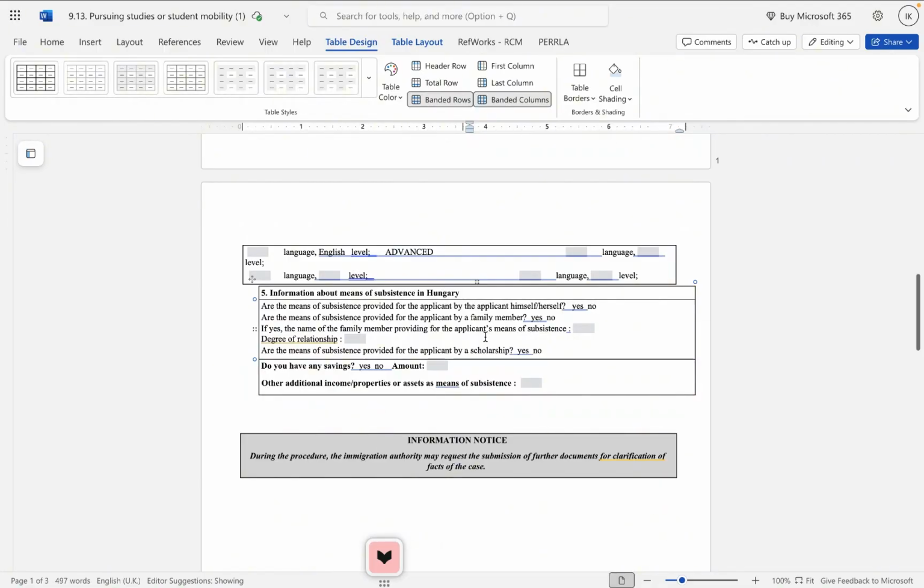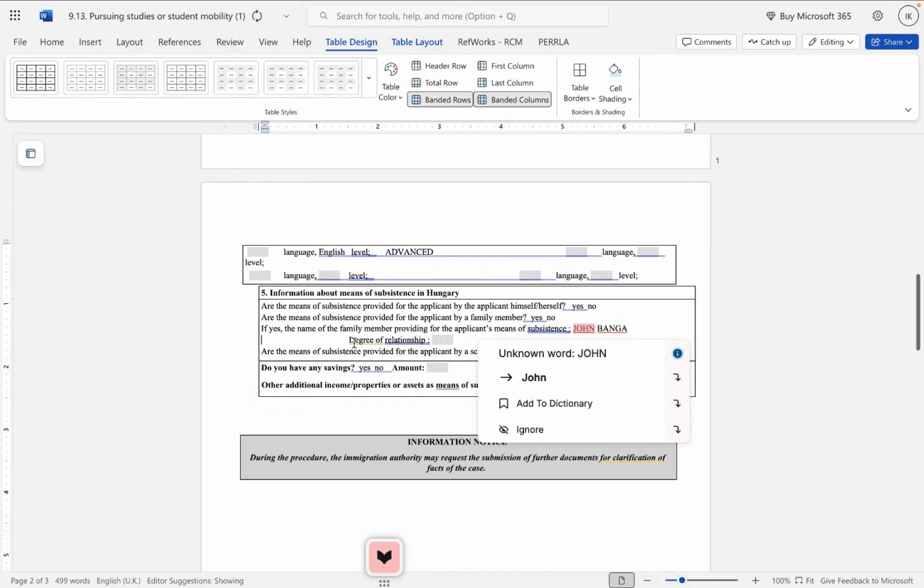And then you have to state the name of the person whose bank statement you'll be using. Let's say you'll be using John Banga's bank statement. So let's say this is the bank statement you'll be using.